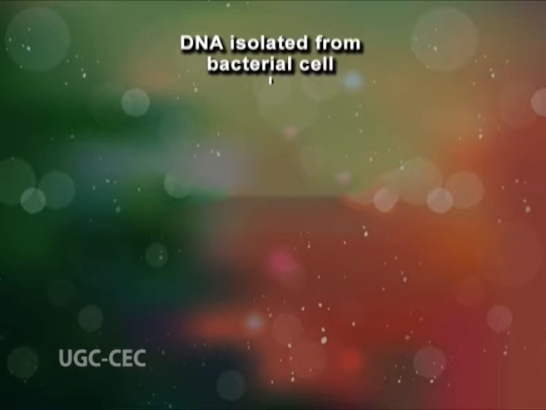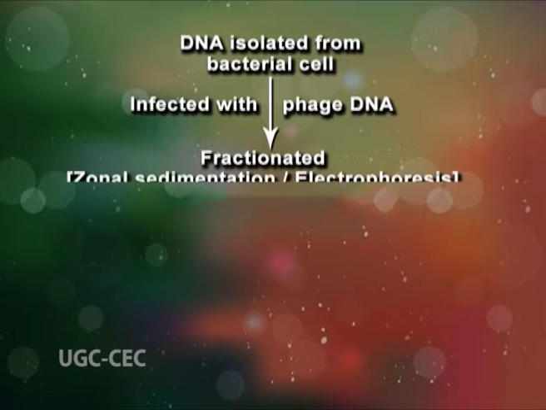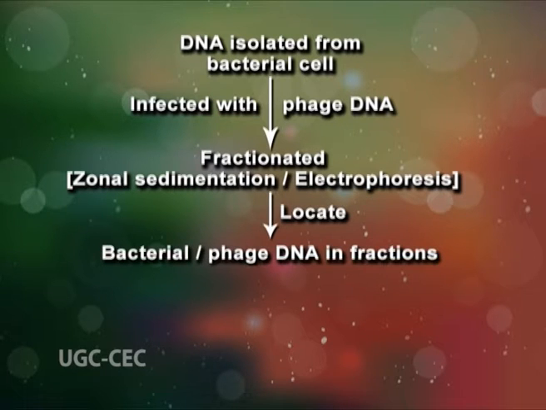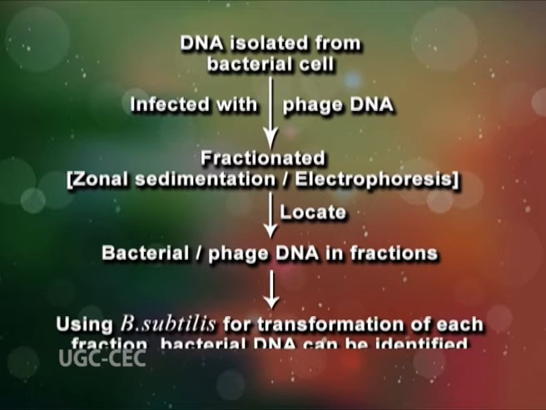Transformation is also useful in identifying DNA. For example, in an experiment where DNA isolated from bacterial cells infected with phage is fractionated by zonal sedimentation or electrophoresis, it is often necessary to locate the bacterial and the phage DNA among various fractions. With Bacillus subtilis, testing each fraction for transformation of bacterial markers can be used to identify bacterial DNA.